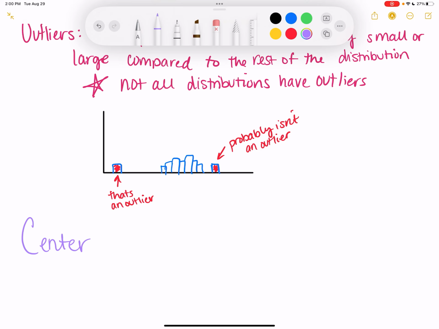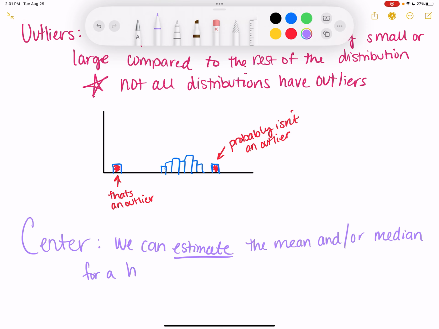All right, center. We can estimate the mean and/or median for a histogram. So those things would be the center.